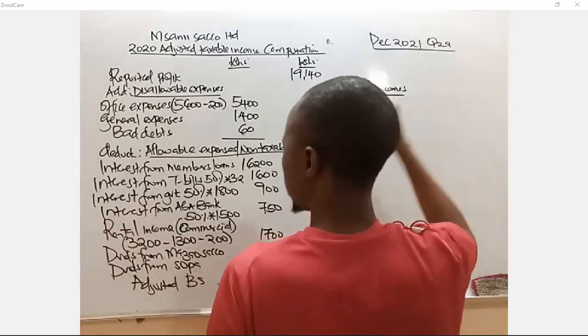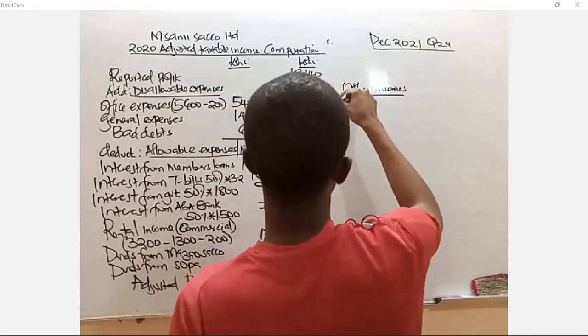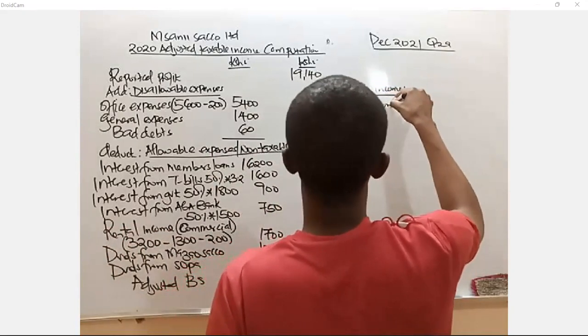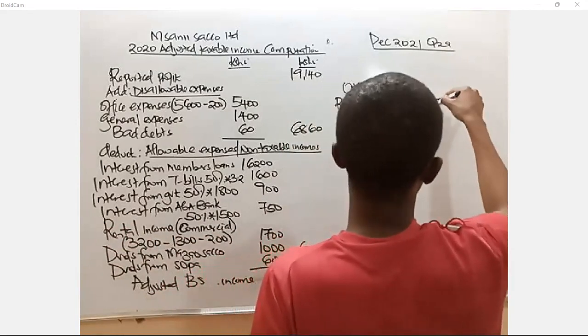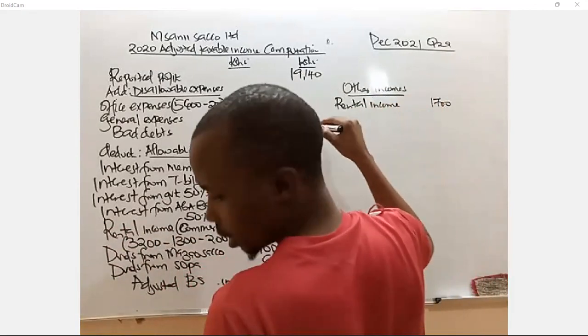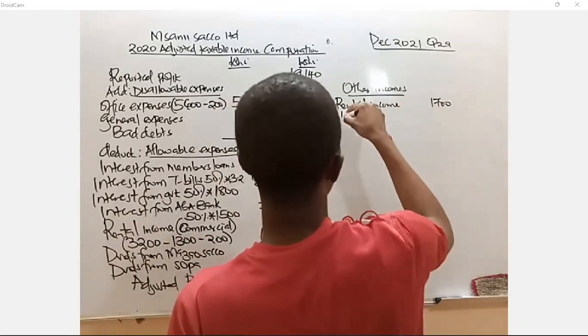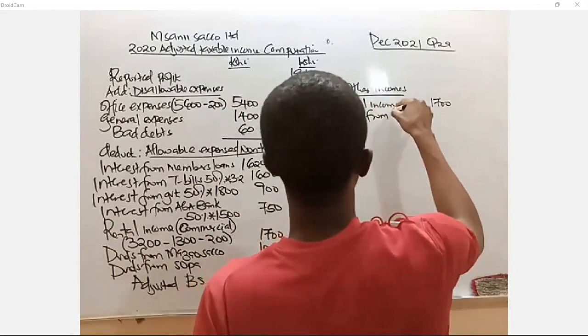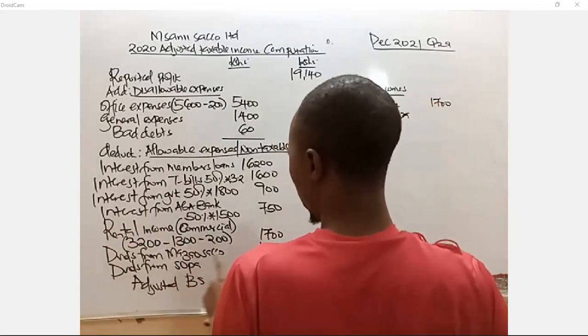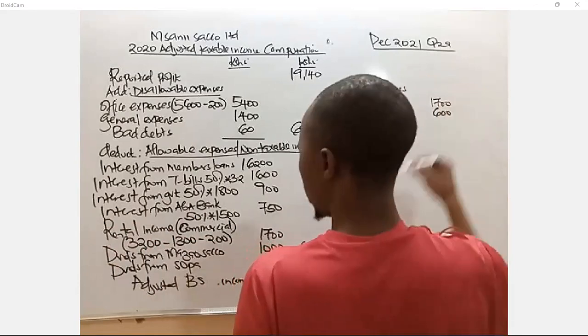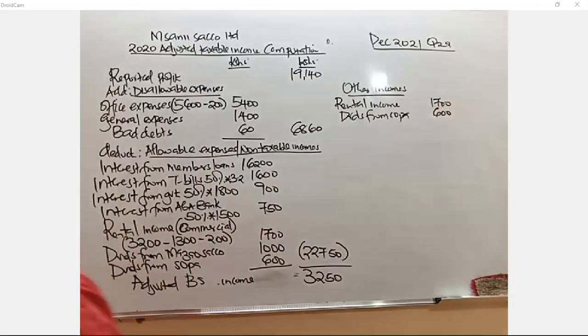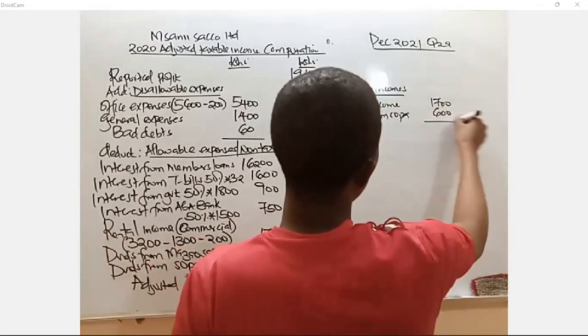I have rental income. Our rental income, we have 1700. We also have dividends from SOPA Corp of 600. Then we have dividend from Mazao SACCO. They are coming from a SACCO to a SACCO. The withholding tax should be final. So once you add this, you're supposed to be getting the total taxable income.